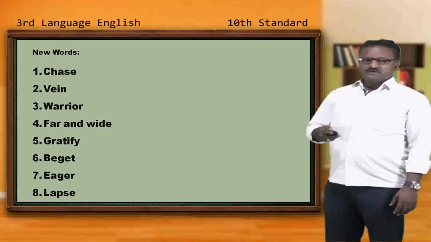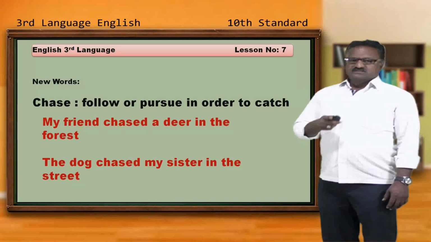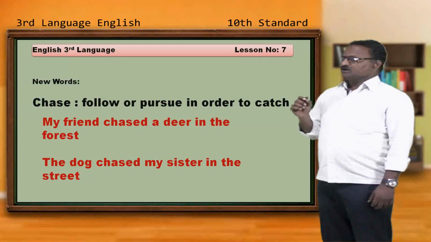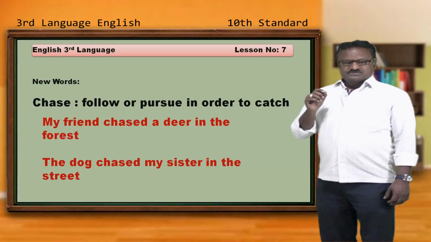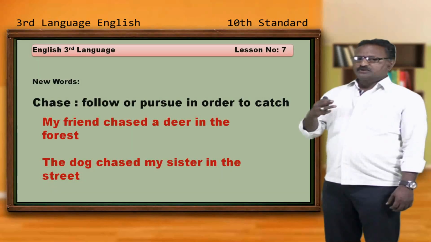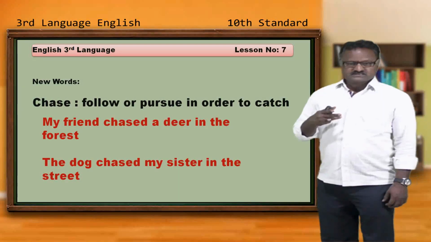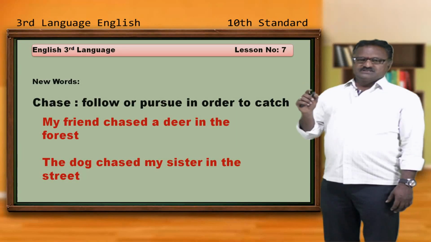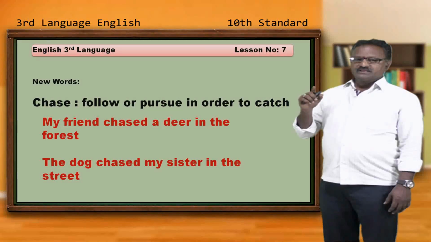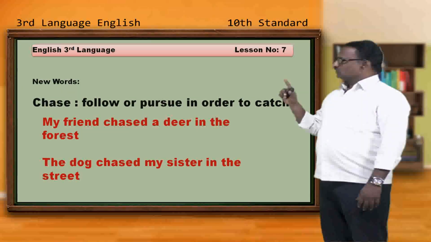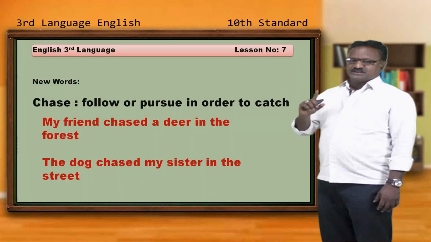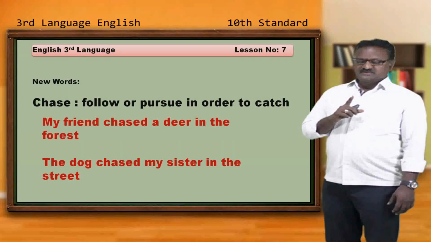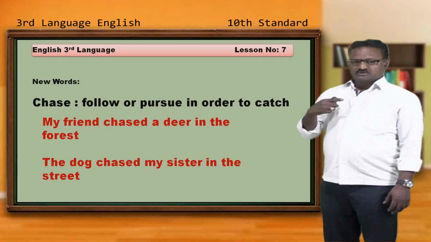See, now we shall go deeper discussion with these new words. The first one is here, chase. Its meaning is follow or pursue in order to catch. See, chase, C-H-A-S-E. Now, I have used this word in two sentences. First one is, my friend chased a deer in the forest. Here, chased means he followed a deer in the forest. The next one is, the dog chased my sister in the street. When my sister was running in the street, a street dog ran after her. So here, chase means follow or pursue or go after them.